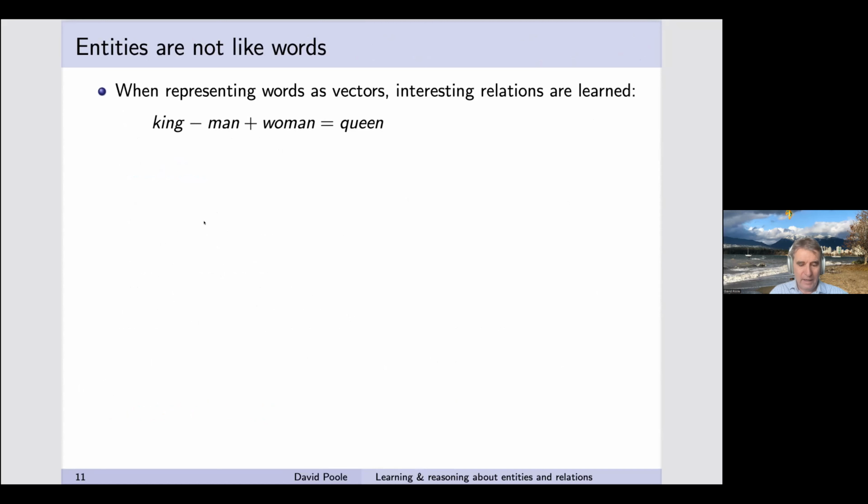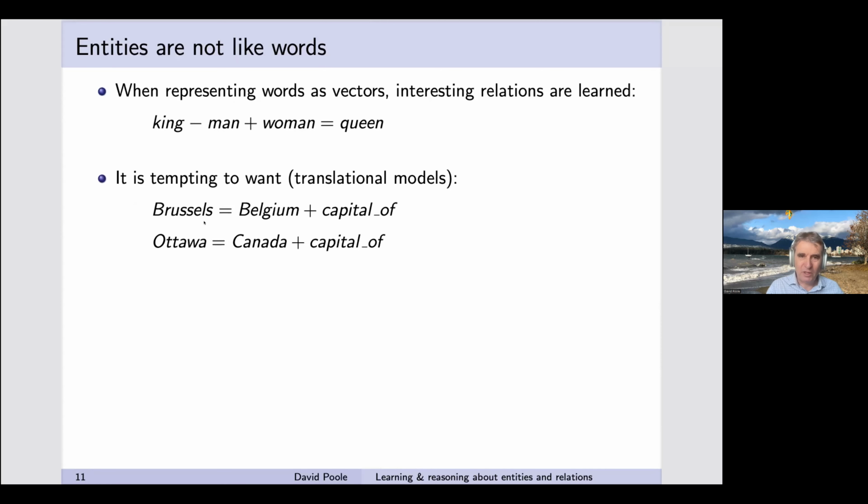Now, if you look at lots of current machine learning literature, they'll tell you about words as vectors. You can say, oh, it's really good because king minus man plus woman happens to have a similar embedding to queen. So it's tempting to want to do what are called translation models. Brussels is Belgium plus the capital of, and Ottawa is Canada plus the capital of. You can view these as vectors, and it seems to work well in natural language. However, this entails that Canada is just Belgium minus Brussels plus Ottawa.